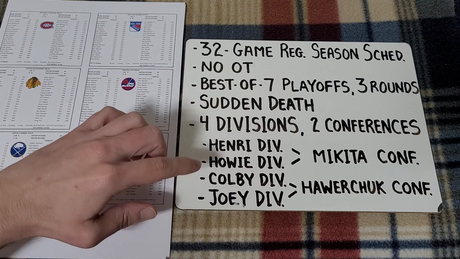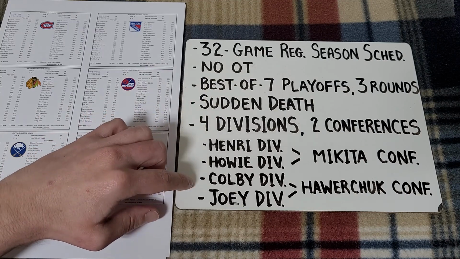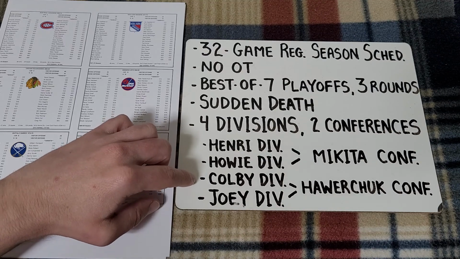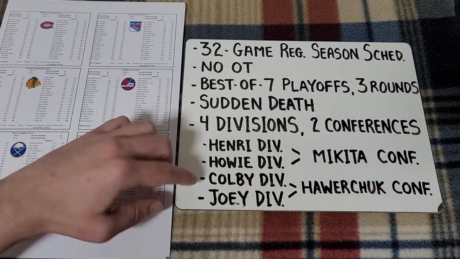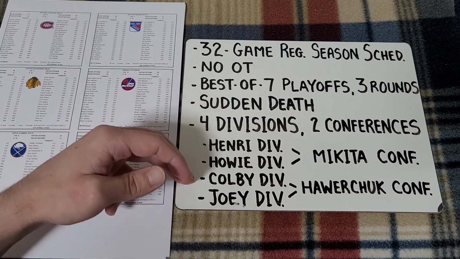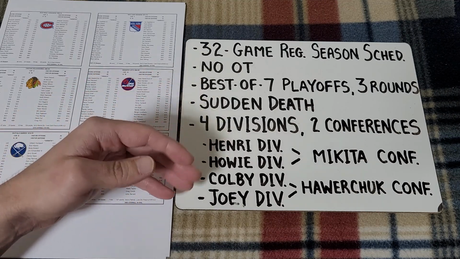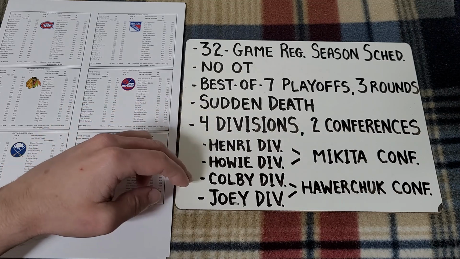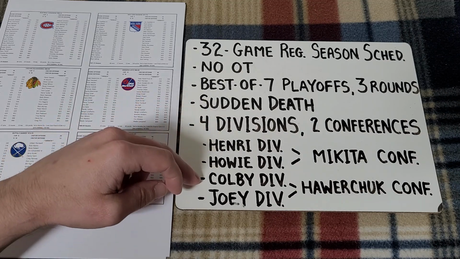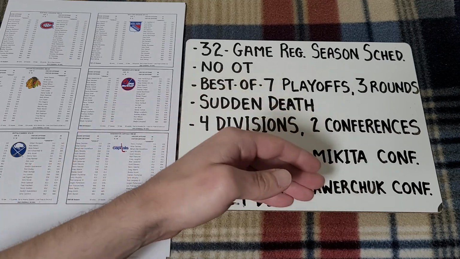also Colby Cave, and I should have double checked, I think he was only 25, possibly 26 when he passed away in the summer of 2020. What else can I say about it that hasn't already been said? I mean, just tragic and too young. Basically, I think he went into a coma and just never woke up. This Colby Division is going to be named for Colby Cave. And it's in the Howard Chuck Conference.